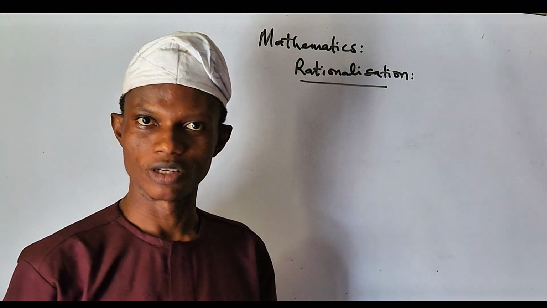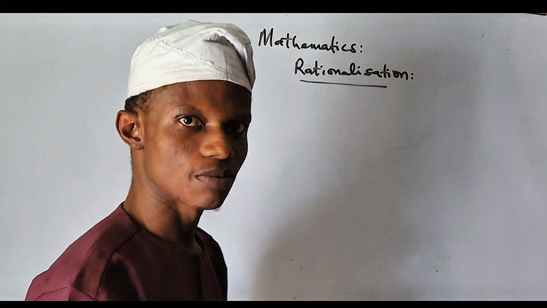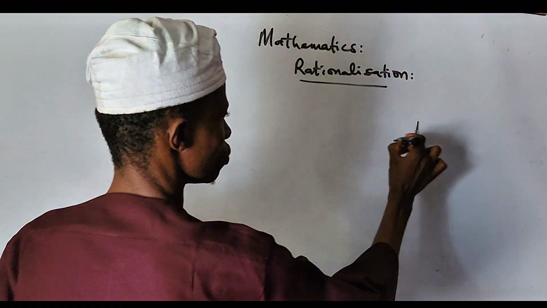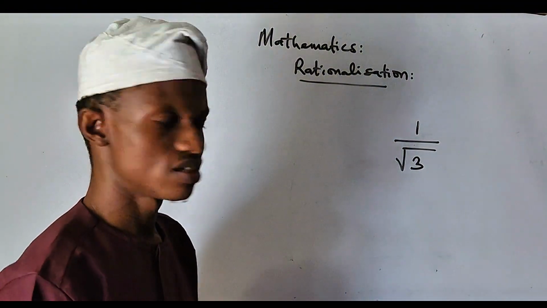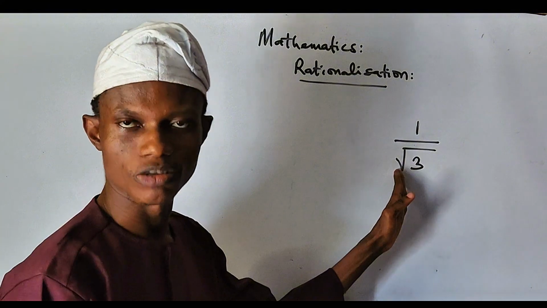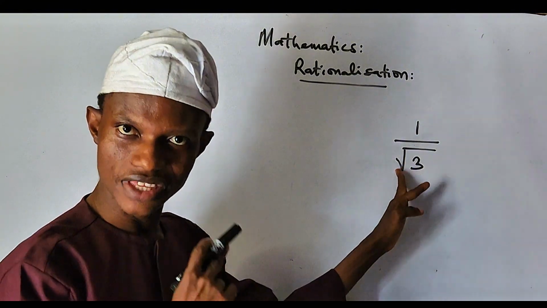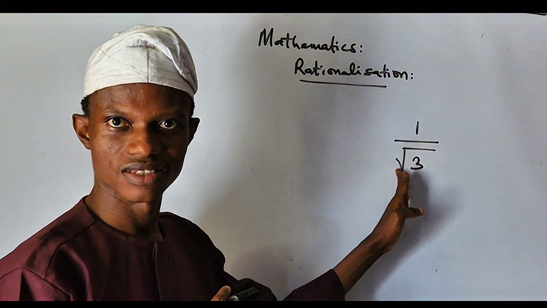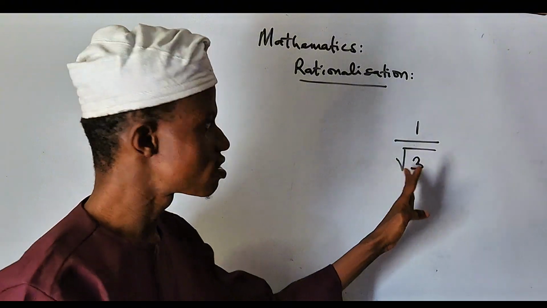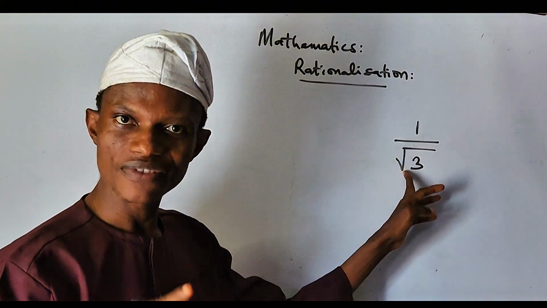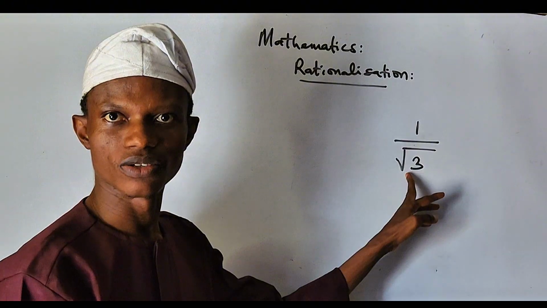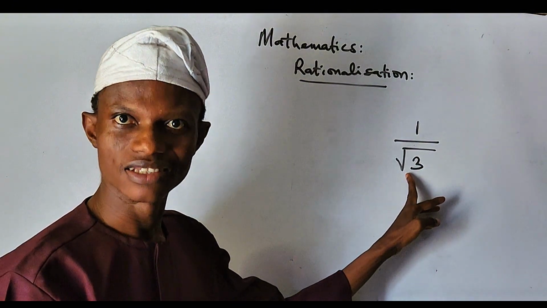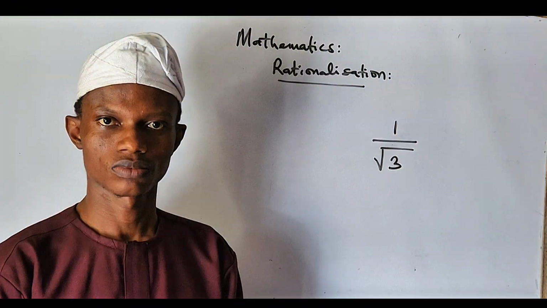But there is a small problem. Let me show you an example. 1 over root 3. In this case, the surd is at the denominator. Alright? This is a crime in mathematics. You do not leave your surds at the denominator. You have to find a way to remove the surd from the denominator. And that is exactly the process of rationalization.